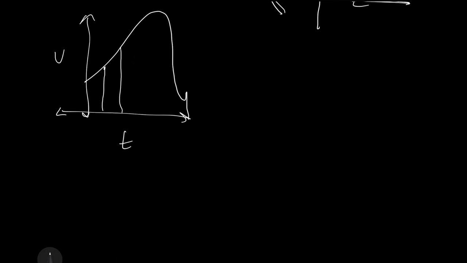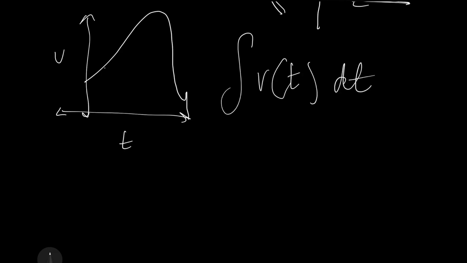You have to have infinitesimally small trapezoids, and you know what that means? Integral time. So if you want to find the area under this curve, aka your displacement, you need to do the integral of the velocity function with respect to time.